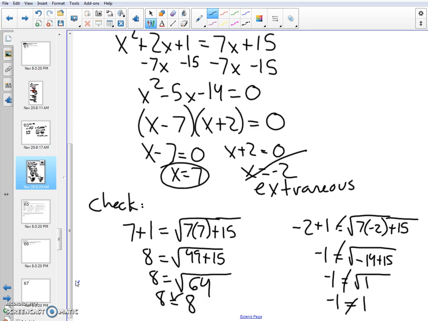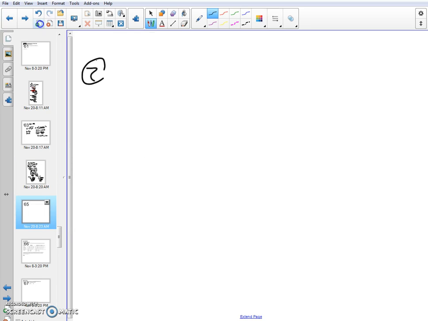All right, let's try another one like that. So we have the square root of 10x plus 9 equals x plus 3.